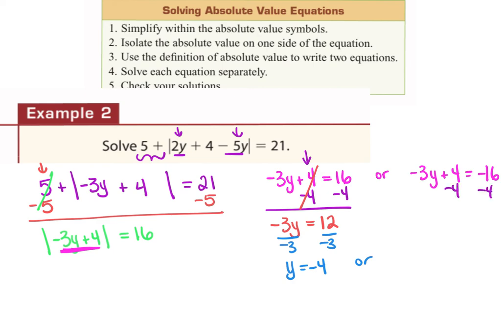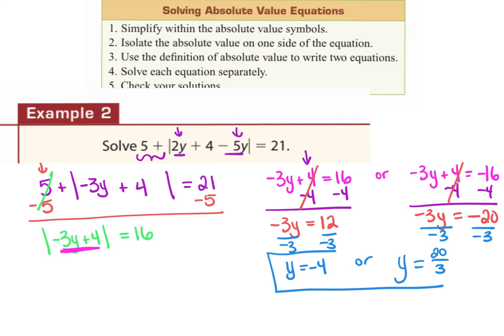Or, I'm going to do the same steps on the other side. Subtract 4, but now I have negative 16 minus 4. What is negative 16 minus 4? Negative 20. So then I'm going to divide both sides by negative 3, and I will get that y could also equal 20 thirds. I cannot reduce 20 thirds, so I'm going to leave that alone. And I would have my two answers, negative 4 or 20 thirds.